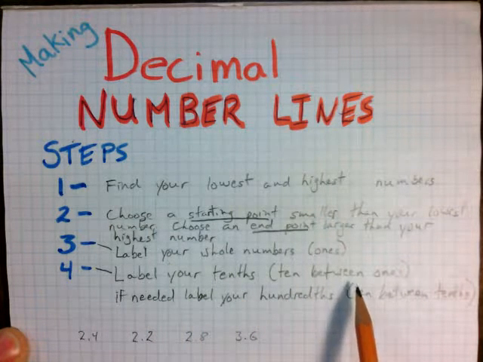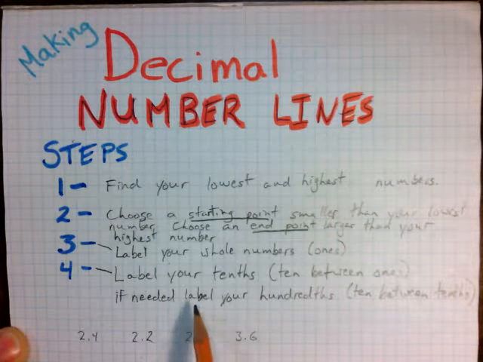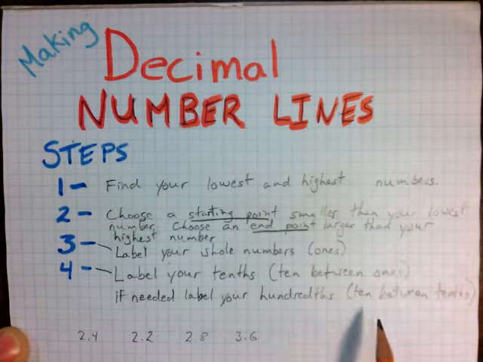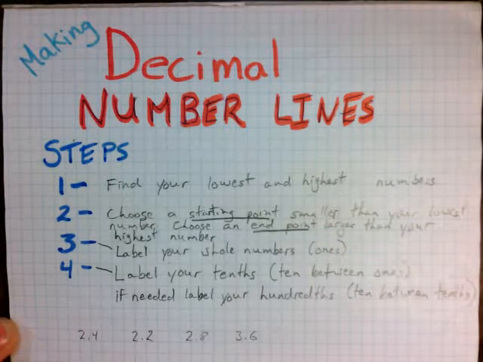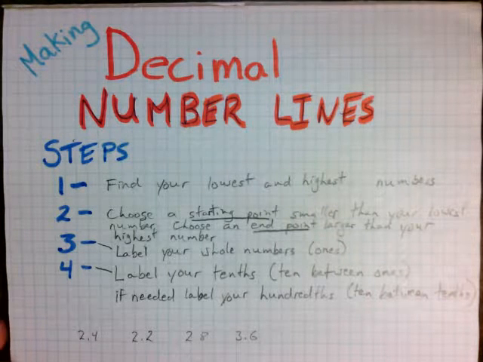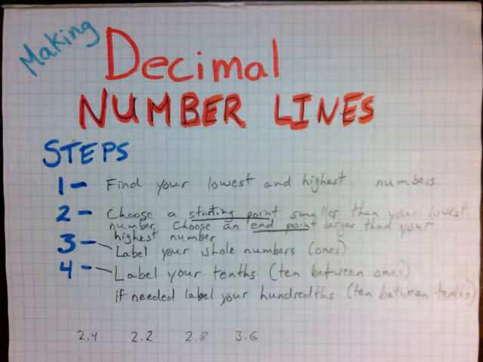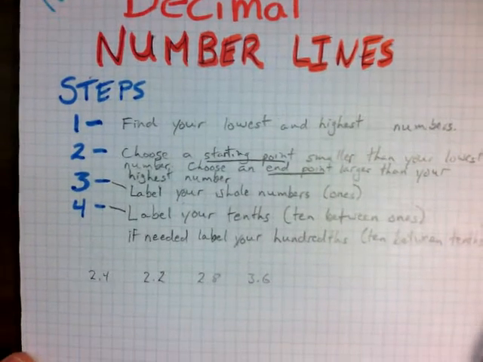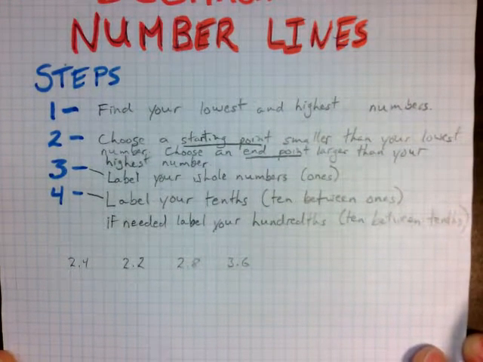That's 10 between each of the ones. And if needed, label your hundredths, or 10 between each of the tenths. And finally, when you're done, you'll put the actual numbers on your number line. Okay, so let's make our first number line following all these steps.